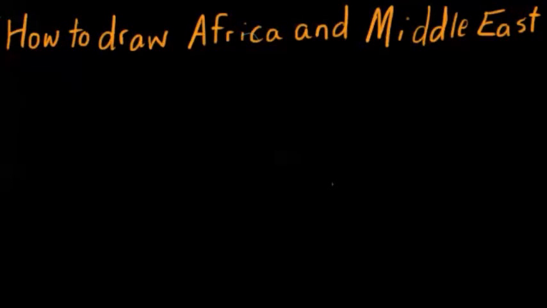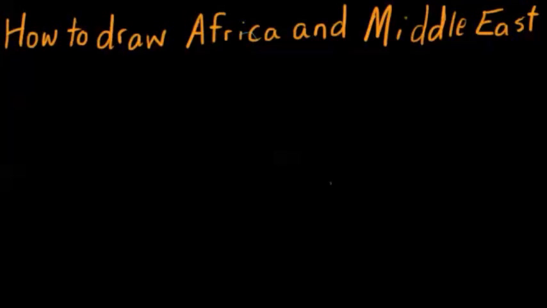Alright, in this lesson we're going to learn how to draw Africa and the Middle East. First, we want to make sure that we have a lot of room east to west to work. So make sure that you turn your board so the longer side is facing you. And we're going to begin our Africa down here in this bottom left-hand corner, or the southwest corner of our map.